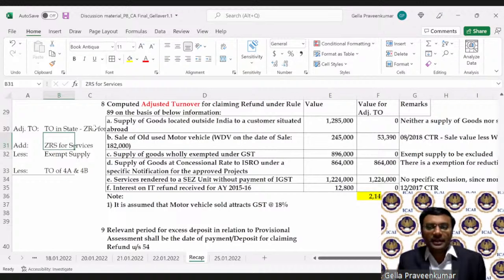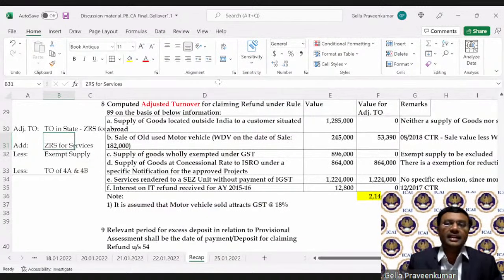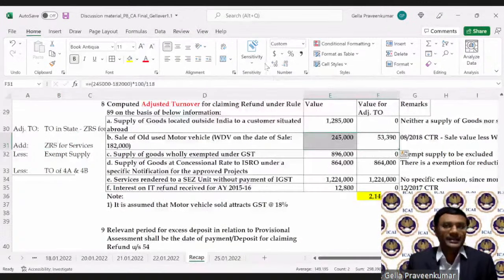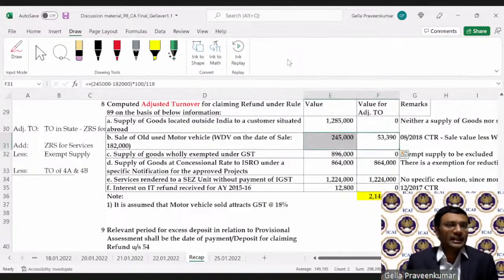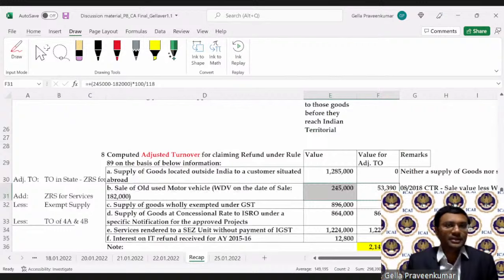In which chapter does this rule for motor vehicle come? This motor vehicle comes in valuation under GST, Namita. This is a specific chapter, valuation. The discussion in relation to motor vehicle will be covered there. So far, there are no further doubts in relation to the discussion.